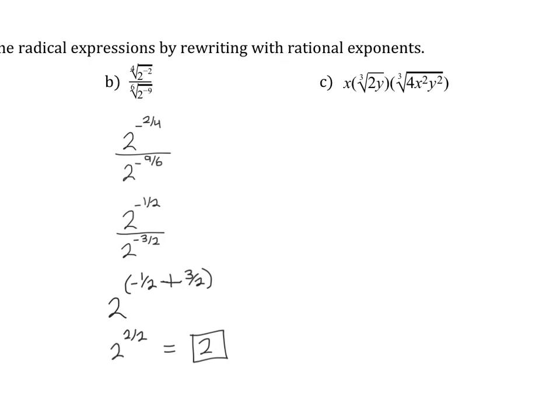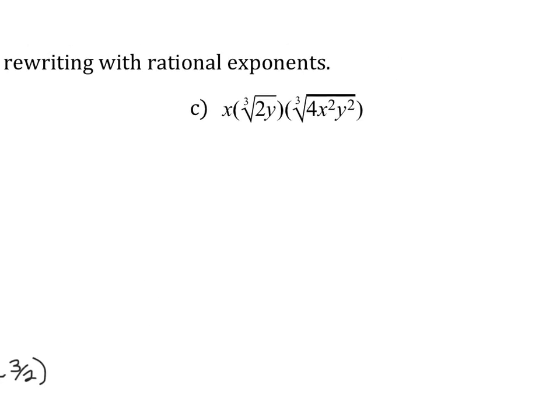All right, let's look at this last example. So here, technically we can actually multiply these two radicals together because they are both cube roots. But here we're practicing rewriting with rational exponents, so let's do it a different way. Again, there's different ways we could simplify this. So this x stays the same, and then we have 2y to the power of 1/3, so a product to the power of 1/3. And then here we have 4x squared y squared to the power of 1/3. So here we have another product to the power of 1/3.